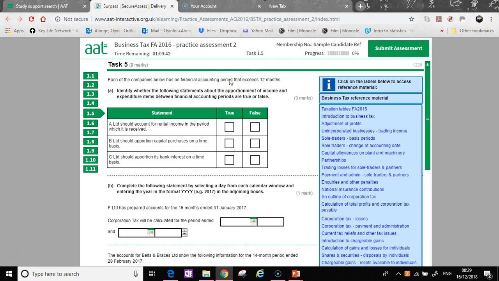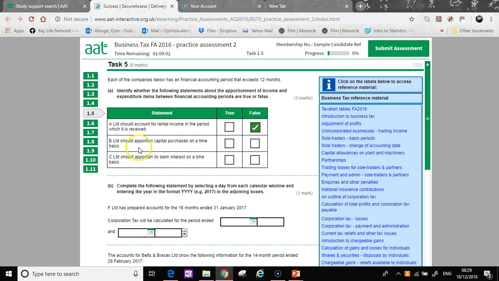So let's just go through these false statements. These are some good fact checks. A Limited should account for rental income in the period which is received. No. In terms of income, we use the accrual system anyway. It's just income. When you recognize revenue, we don't say, oh, we'll wait until it's been received before we start recognizing it. No, you recognize it as accruals. So the answer is false.